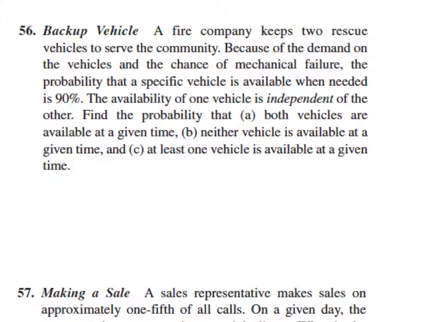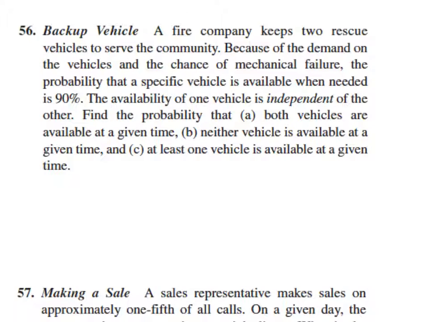All right, let's try one more here. We have a fire company. We have 2 rescue vehicles to serve the community based on demand of the vehicles and the chance of mechanical failure. The probability that a specific vehicle is available when needed is 90%. The availability of one vehicle is independent of the other. Find the probability that both are available, neither is available, or at least one is available. Try this one on your own here. I'll give you a couple minutes.